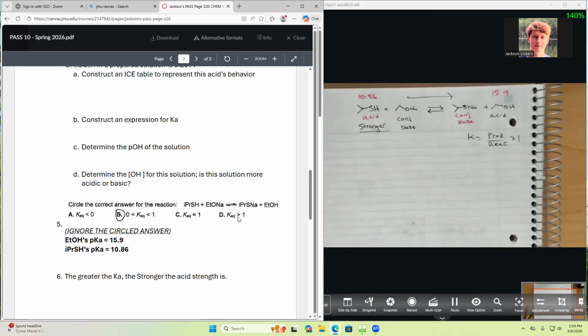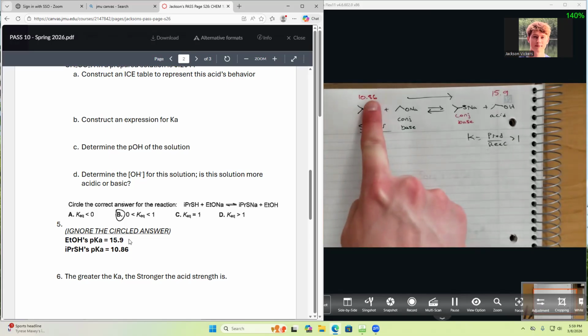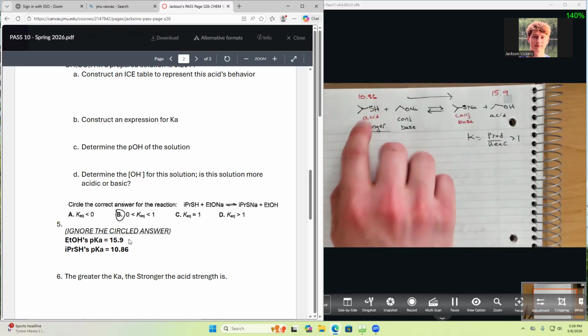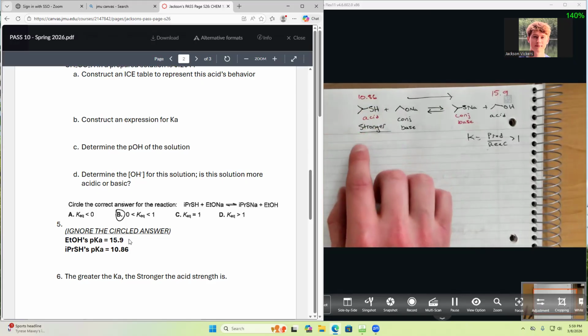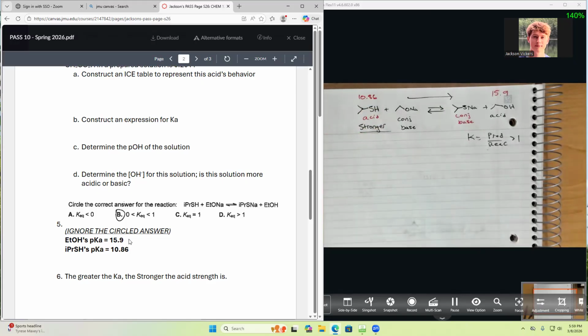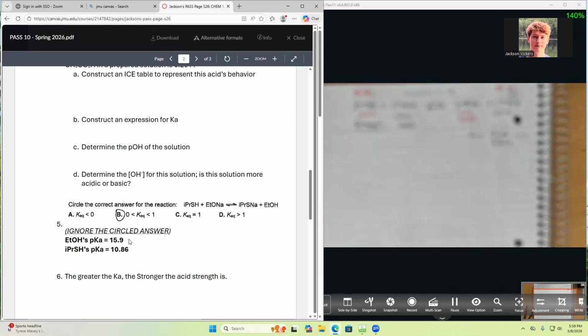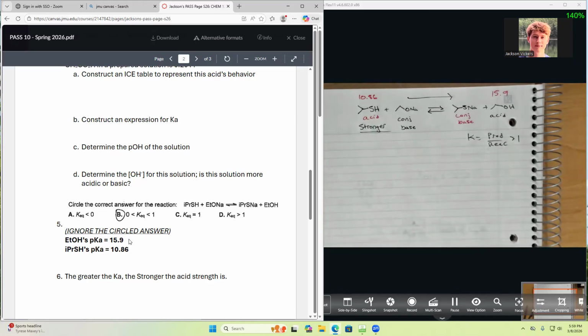So I think that's kind of cool. You guys can now do an orgo problem. But the parts that are important for you to know is that a lower pKa means a stronger acid, and it favors the side of the stronger acid reacting. So Ka is the opposite. The greater the Ka, the stronger the acid.